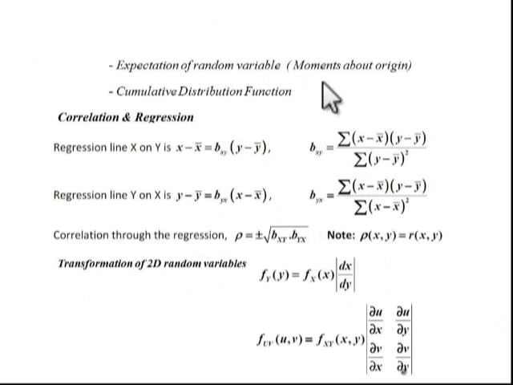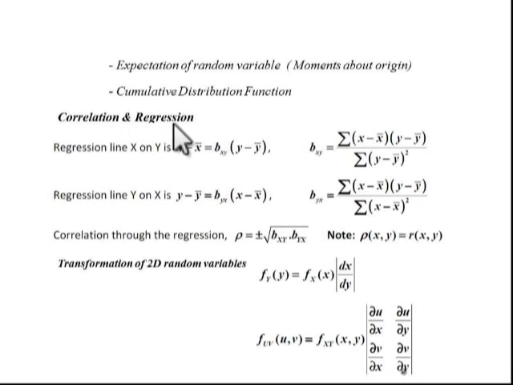For the discrete and continuous cases together, we discuss the expectation of a random variable, which is actually moments about the origin, and also, like the one-dimensional random variable, the cumulative distribution function, which will cumulate the probability values of x and y up to a particular point x and y. Here correlation and regression are also discussed. Correlation defines how much x and y are related to each other. It defines the strength of the relationship between x and y.